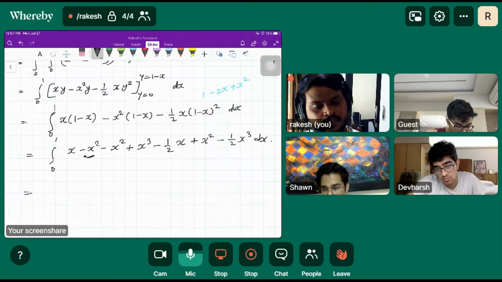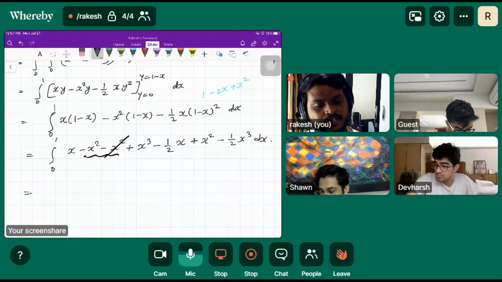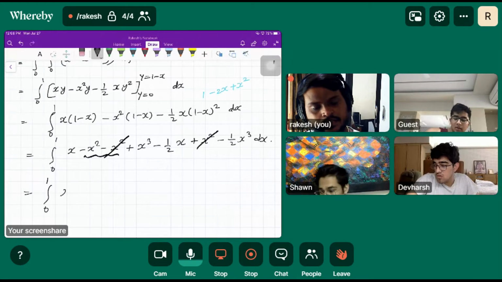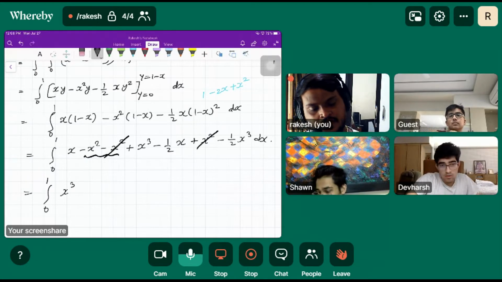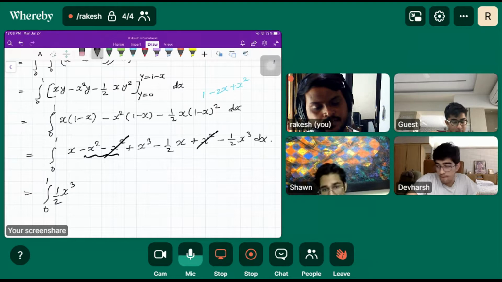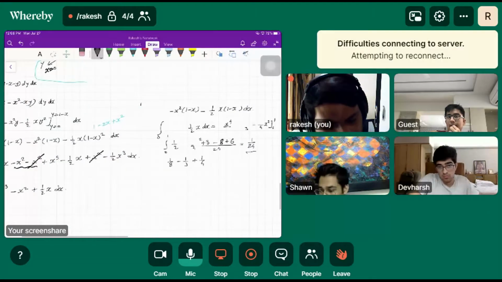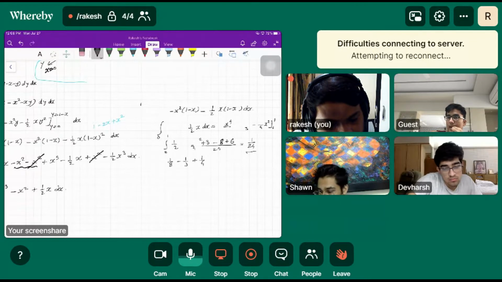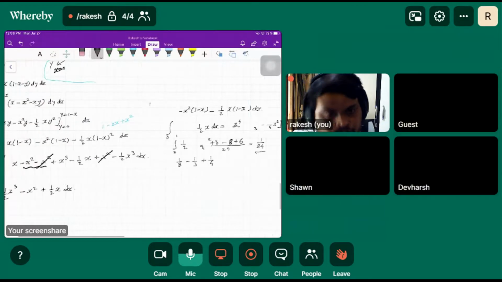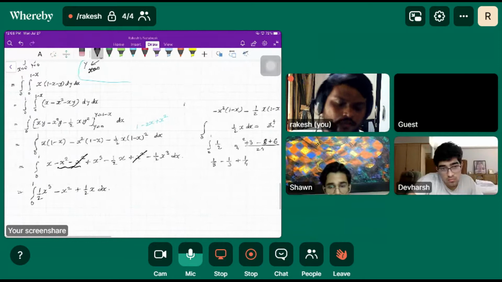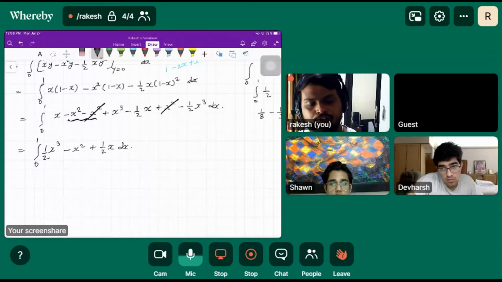So if you simplify this now, x square and x square will cancel out. Yeah, so from 0 to 1, x cube, half x cube minus x square, and plus half x. So I got the same thing here, no? Yeah. Okay. So the correct answer is 1 over 24.